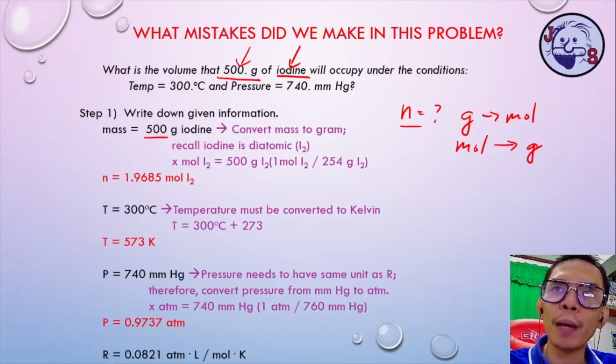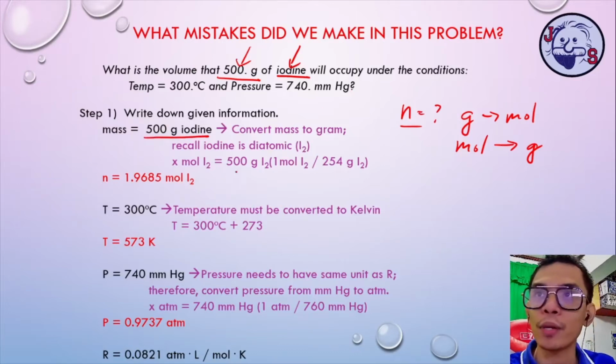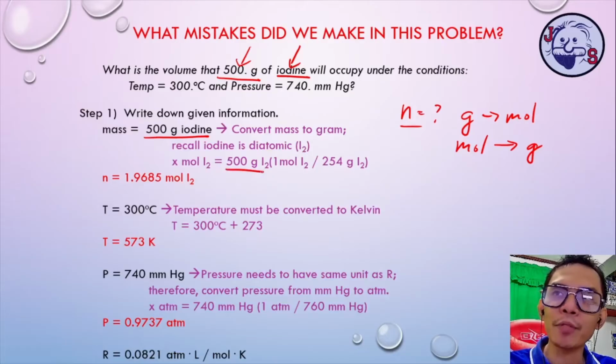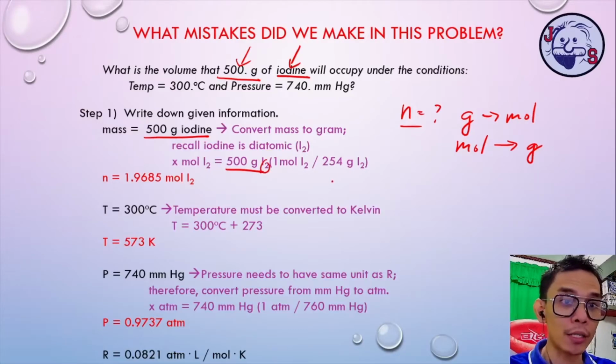We will convert 500 grams of iodine to number of moles. So what are we going to do on that? We have 500 grams of iodine. Don't forget it's diatomic, and we have the molar mass of iodine.